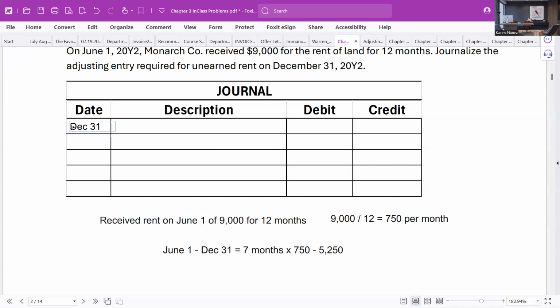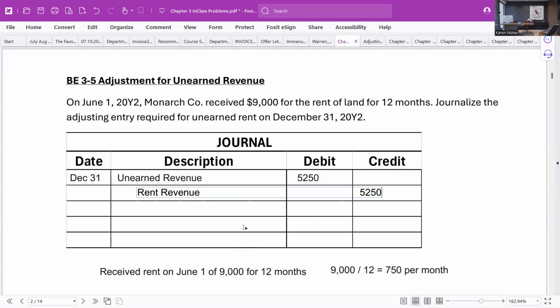is we're going to recognize now that we have to reduce that unearned revenue account. The way you reduce a liability account is to debit it. We're going to debit it for 5,250. And we're going to recognize the revenue. So this is the rent revenue, right? We've got rent revenue of 5,250. And that's our adjusting entry for unearned revenue. So again, initially it was deferred. Now we are recognizing that revenue. Okay, next one.